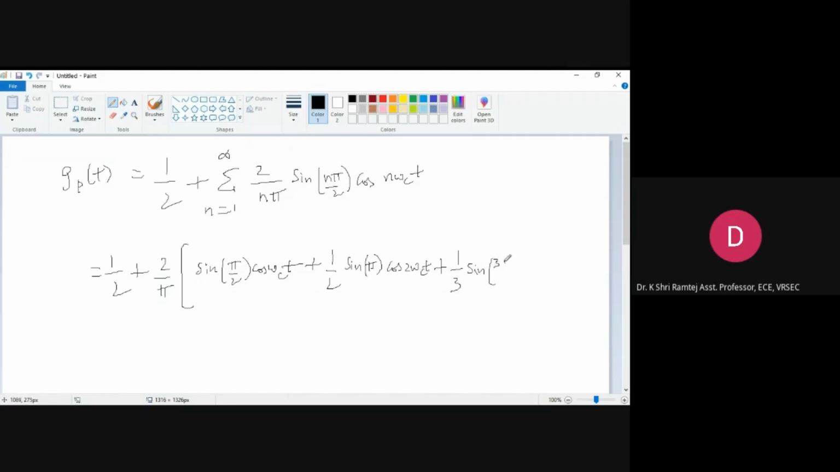sine 3 pi by 2 cos 3 omega ct plus 1 by 4 sine 4 pi by 2, which will be 2 pi, cos 4 omega ct, plus 1 by 5 sine 5 pi by 2 cos 5 omega ct, and so on.